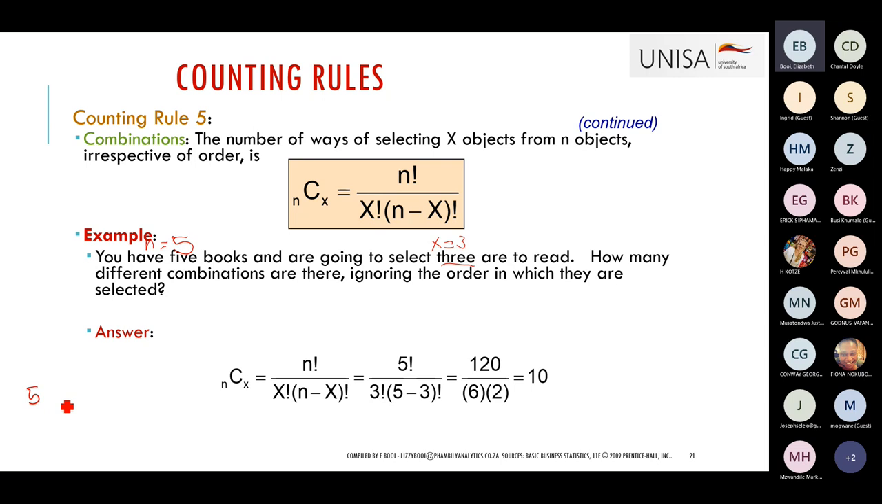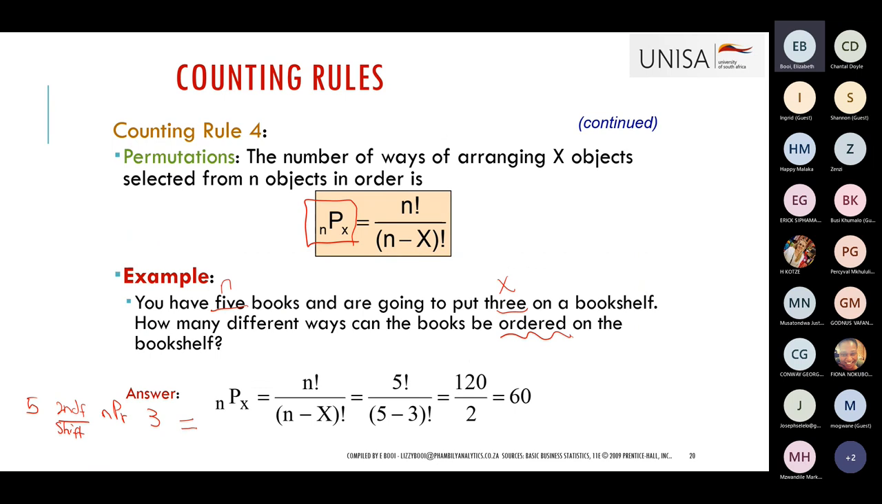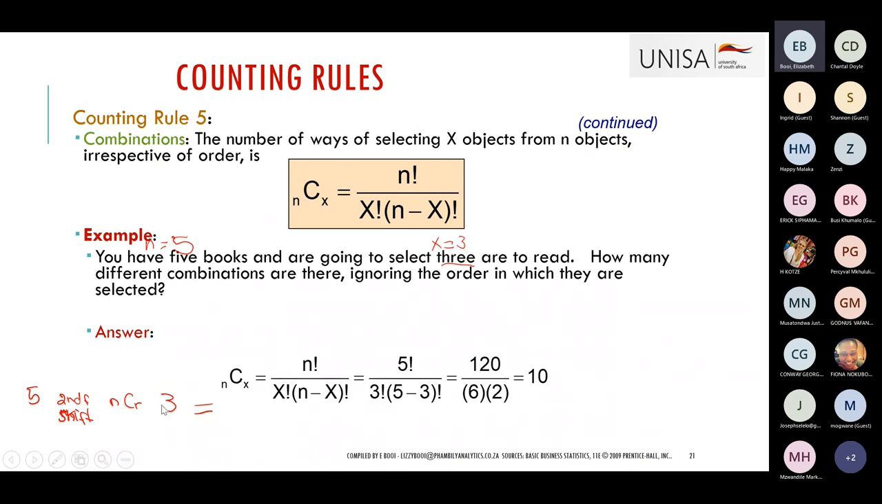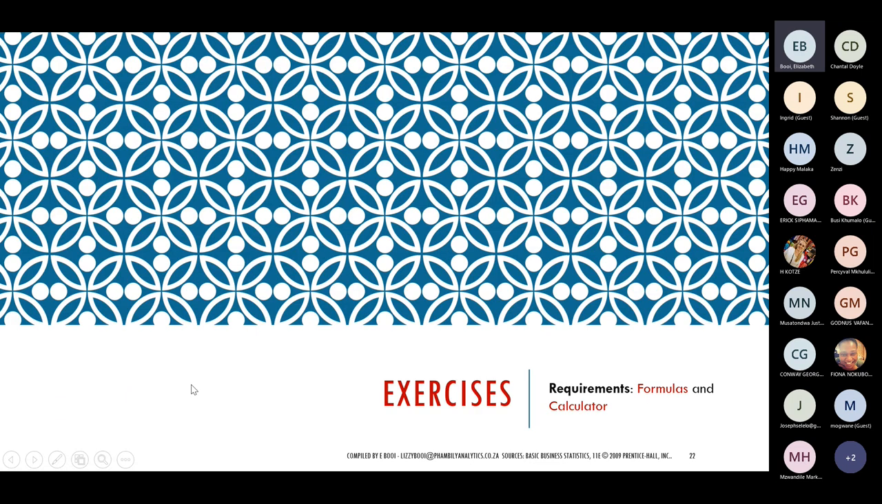You say 5 and you will press second function or shift, and then you will press the NCR button that corresponds to that, and press 3 and then press equal, and you should get the answer of 10. If there is no order, there are 10 ways you can do things, and if there is order, there are 60 ways you can do the same thing. And those are the counting rules, and those are the summary for study unit 4 that you need to know and learn.